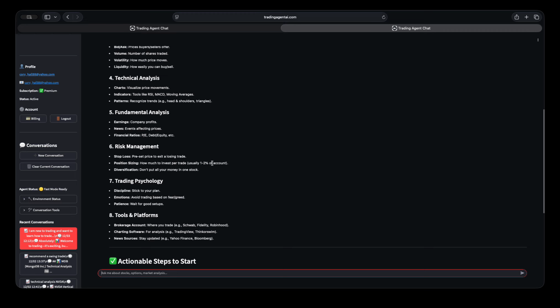Position sizing, how much to invest per trade. And diversification, don't put all your money in one stock.